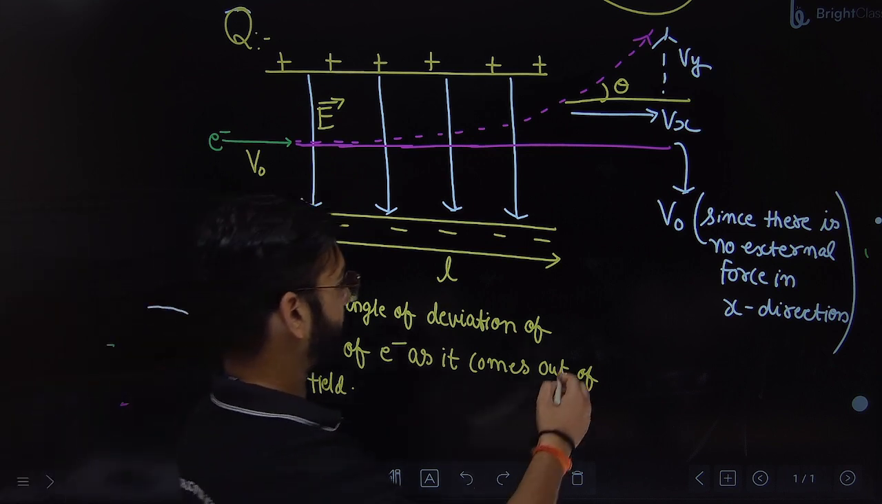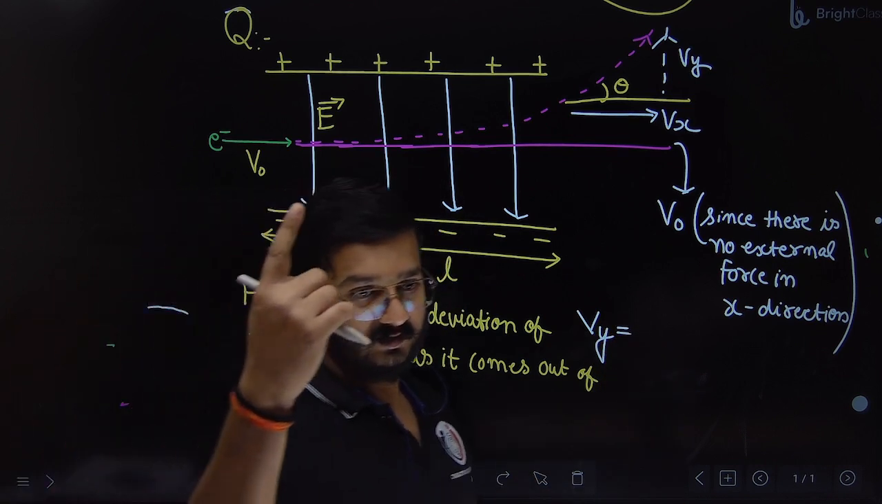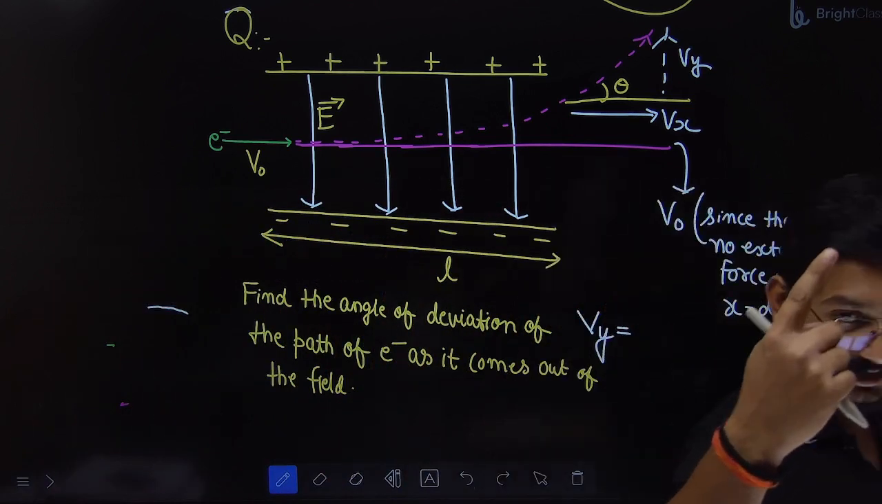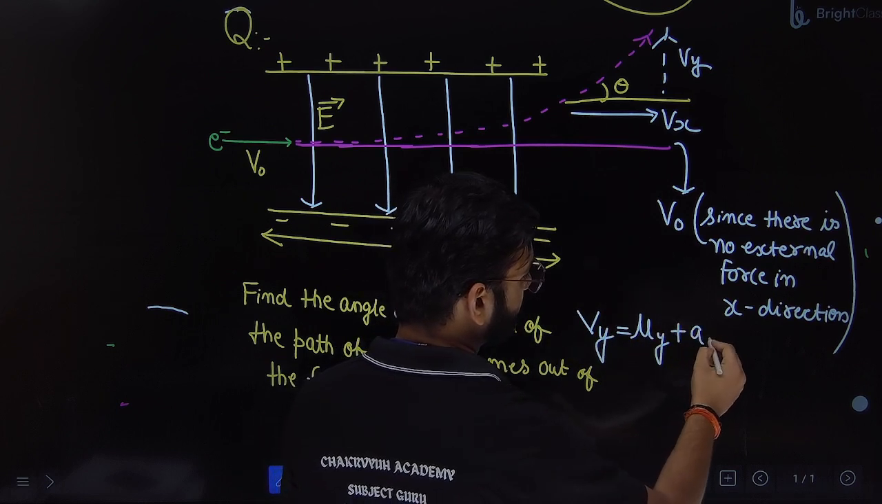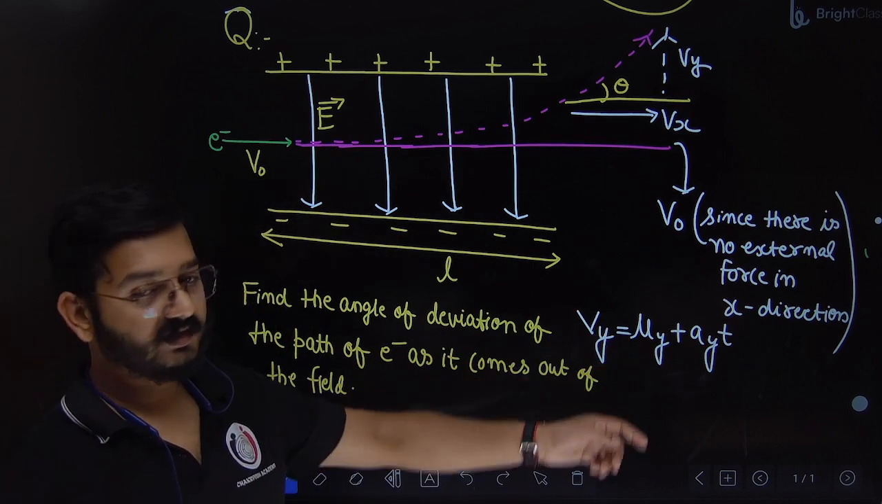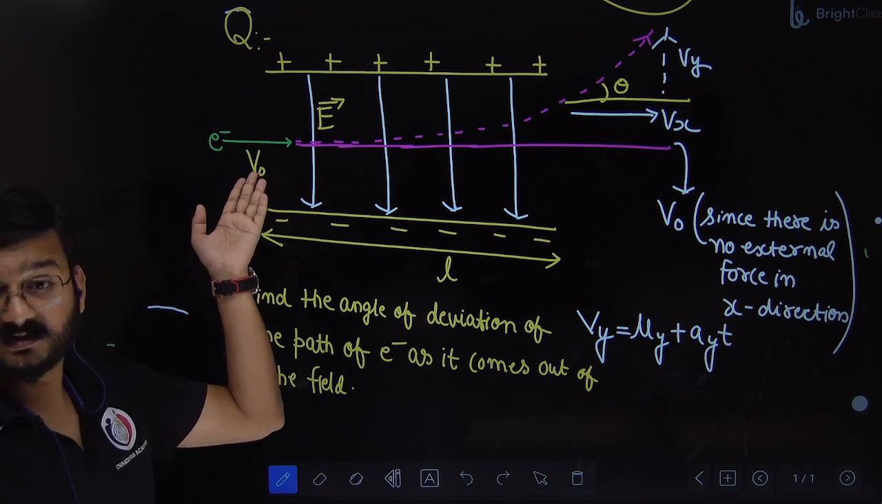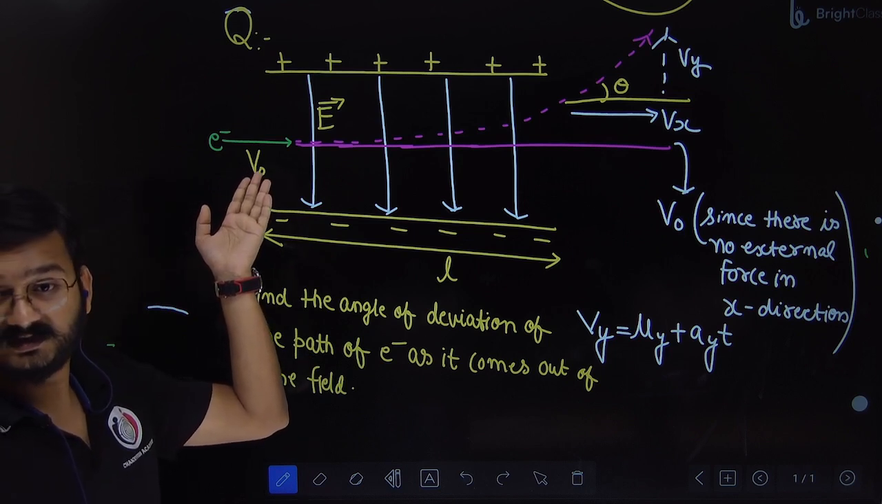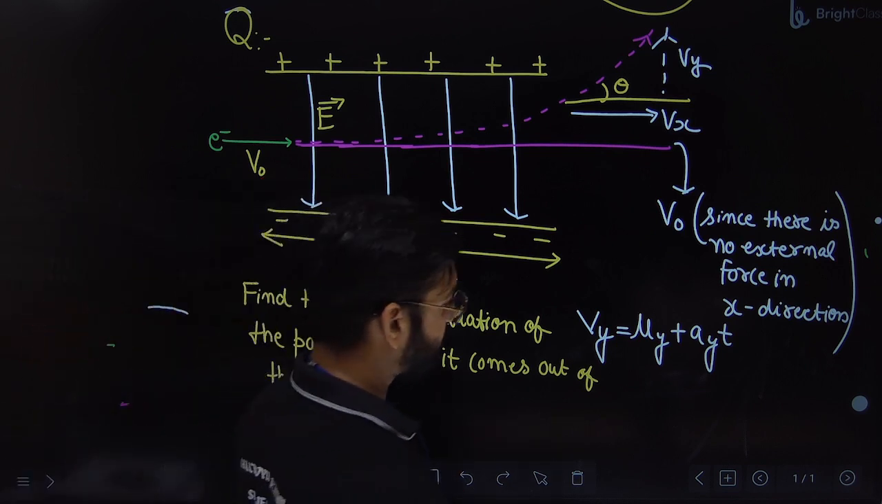Now Vy, what will I write? Which equation of motion? First, V equal to u plus at. Correct? So Vy will be what? Uy plus ay into t. Correct? So uy means what? Initial velocity in y direction. What is the initial velocity in y direction? Zero, nothing. Initially, it has velocity only in x direction. So what is uy? Zero.